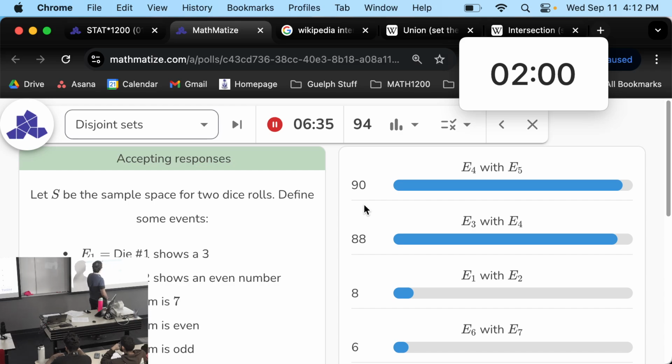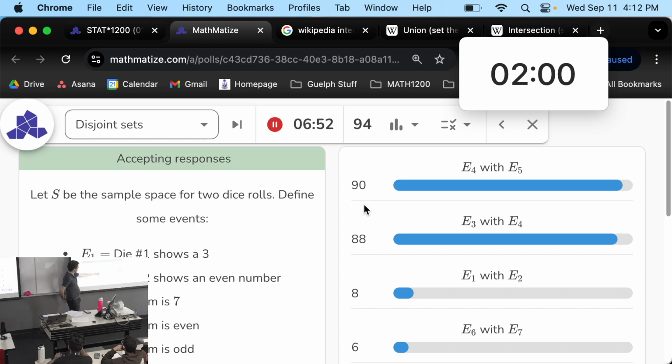88 people think E3 and E4 together are disjoint. Notice I'm using the word "and," but "and" is a special word. That's why I wrote "with" over here. So you've got to be careful when somebody says this one and that one is disjoint. They mean together they're disjoint. They're not talking about the "and." You have to know based on context what they mean.